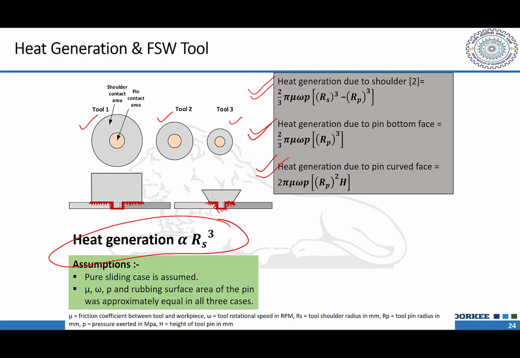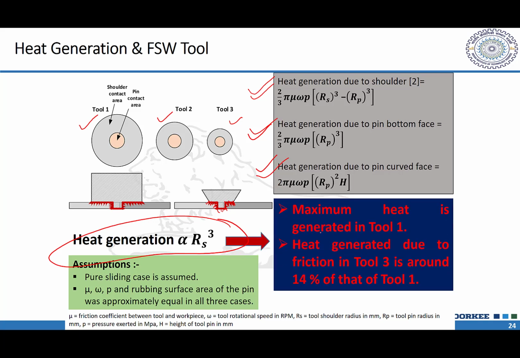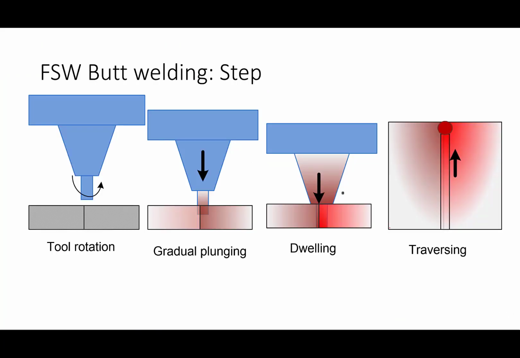Okay, that is one thing. The shoulder diameter is usually significantly greater than the pin diameter, and the pin bottom diameter especially. So these are the various assumptions. The maximum heat generation occurs when you work with the larger tool diameter, and the heat generation due to the friction in tool 3 is around 14% to that of this. So actually this was work done by one of our students.